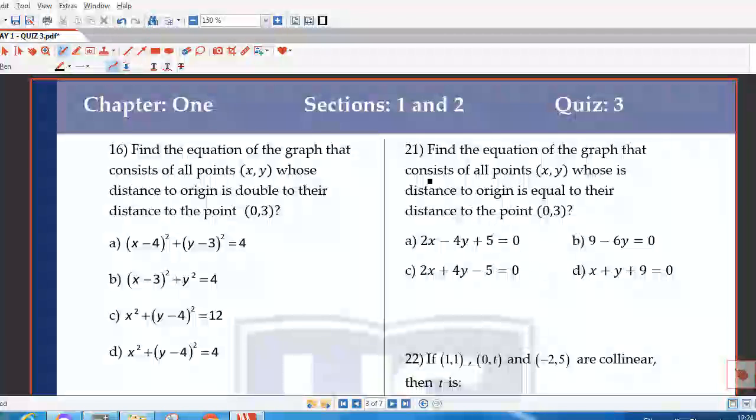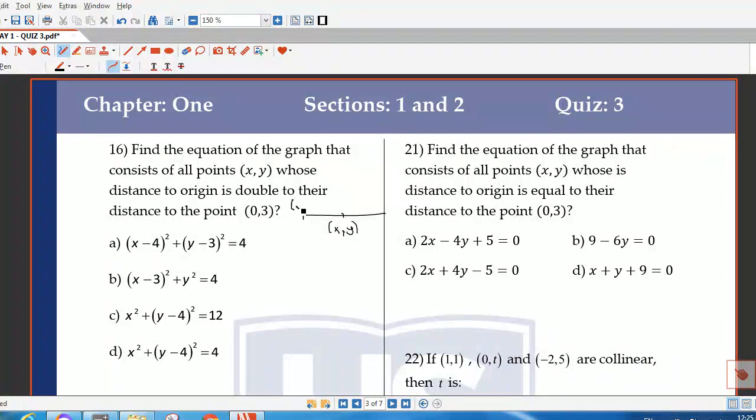Question 16. Equation of a graph consisting of points xy, the distance to origin is double the distance to the point (0, 3). Okay, let's draw a line to understand the question better. Any point on the graph will be shown as xy.